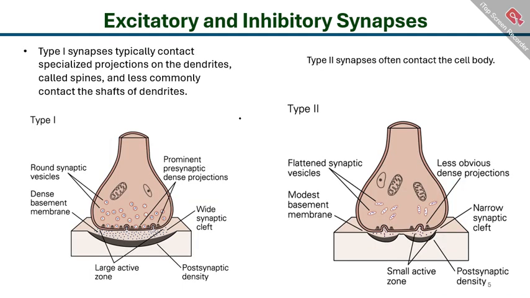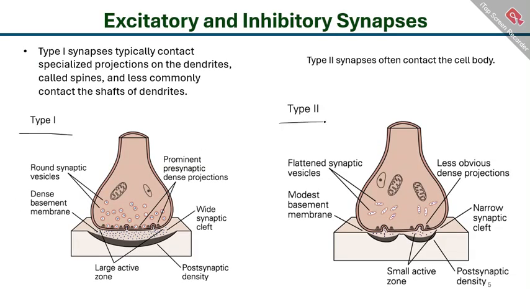Further looking at the structural morphology of the type 1 and type 2 synapses, we can see that type 1 synapses are excitatory and use glutamate as a neurotransmitter, and type 2 are inhibitory. They often contact the cell body, like we have seen in the previous slide, and type 1 synapses typically contact specialized projections on the dendrites. These are known as spines, and less commonly the shaft of the dendrites. So now let's look at the structure and differences between the type 1 and type 2 synapses.